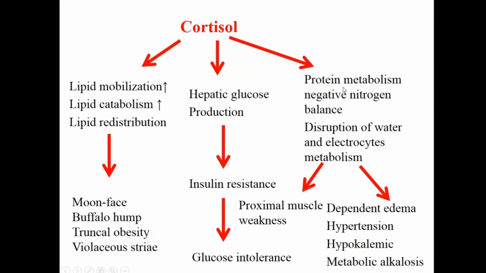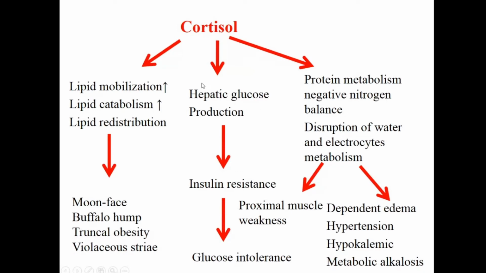And why will the patients become fatigued? They become fatigued because the muscles are weak. In protein metabolism, there will be negative nitrogen balance. Ultimately, there will be disruption of the protein. The protein will be used up by gluconeogenesis also, so the proteins will be removed from the muscles and the patients will become weak. Okay, there will be disruptions of water and electrolytes. Ultimately, there will be proximal muscle weakness. And because of this also, there will be edema, hypertension, hypokalemia, and metabolic alkalosis.